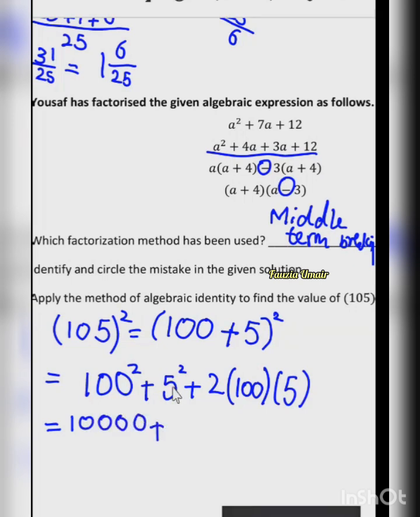Plus 5 square is 25, plus 2 into 100 into 5 is 1,000. So now this 1,000, this 1 will go here and this 25 will go here. So what would be the final answer?